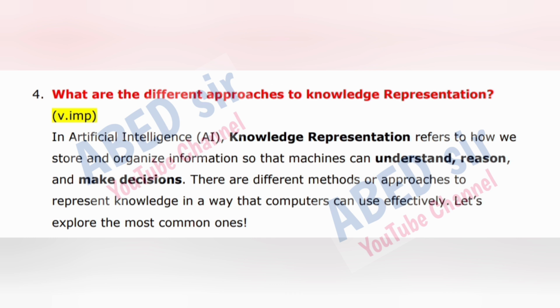In artificial intelligence, AI, knowledge representation refers to how we store and organize information so that machines can understand, reason, and make decisions. There are different methods or approaches to represent knowledge in a way that computers can use effectively. Let's explore the most common ones.